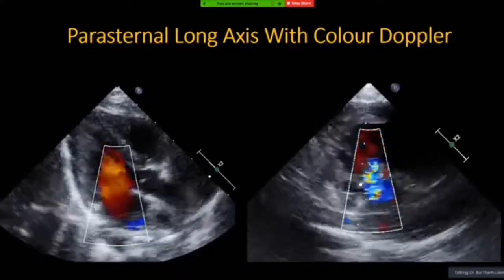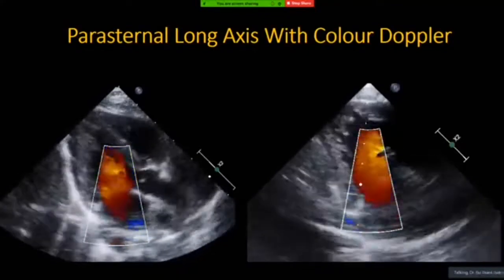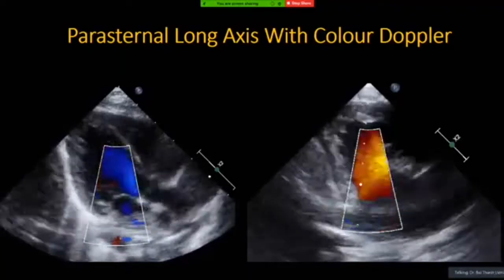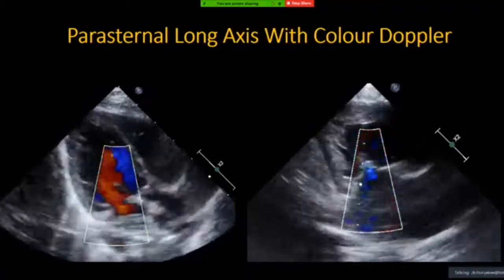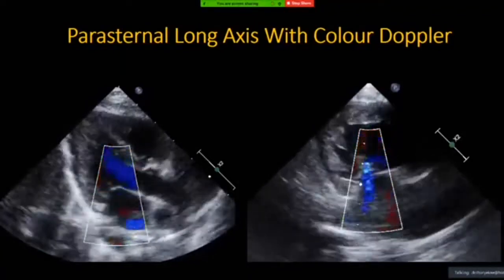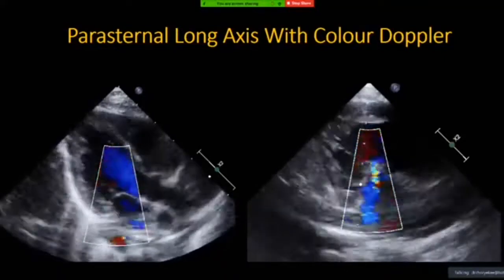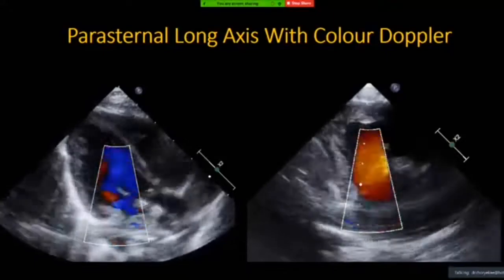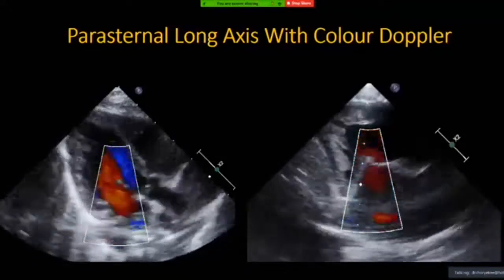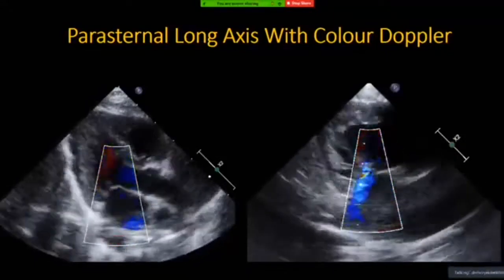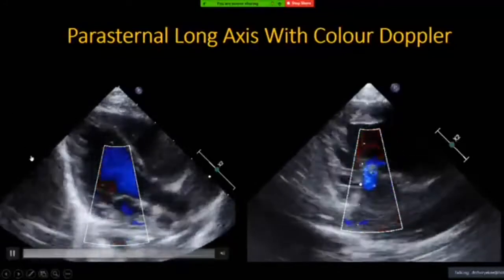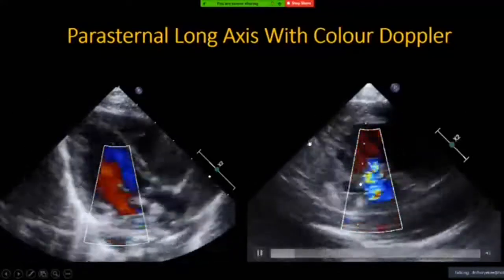Okay. We will continue with the last sample. So this is a parasternal long axis view. Remember, we try to learn what is normal first. On this side it is normal, and then this side is abnormal.